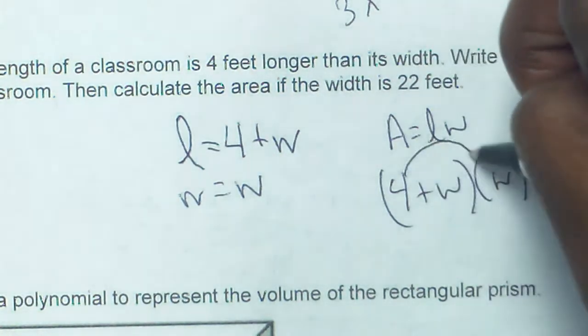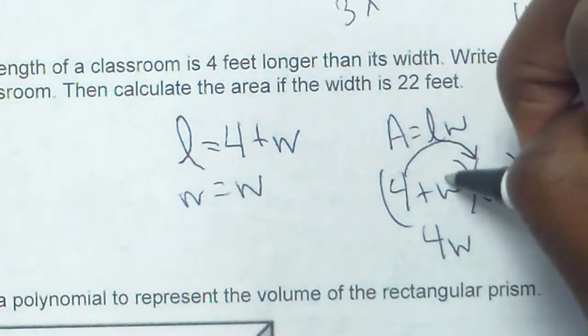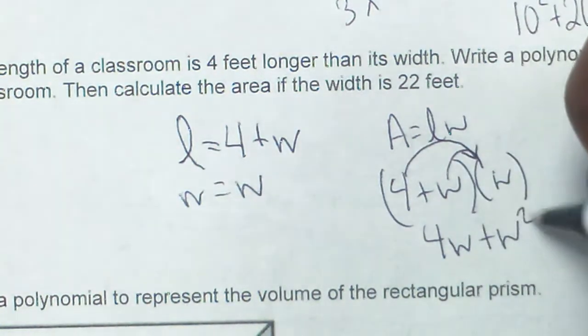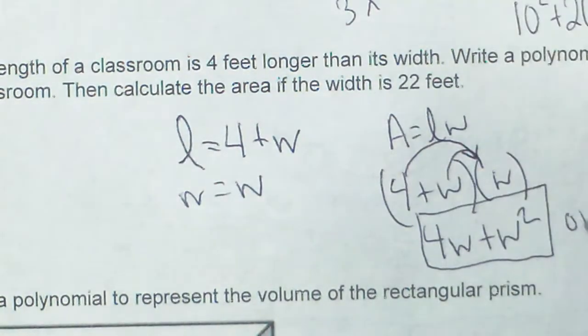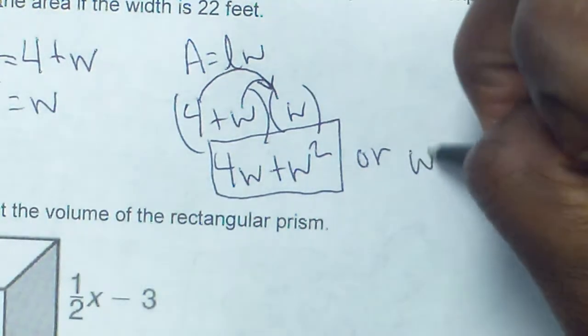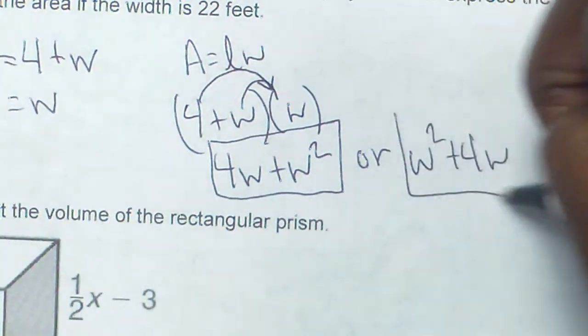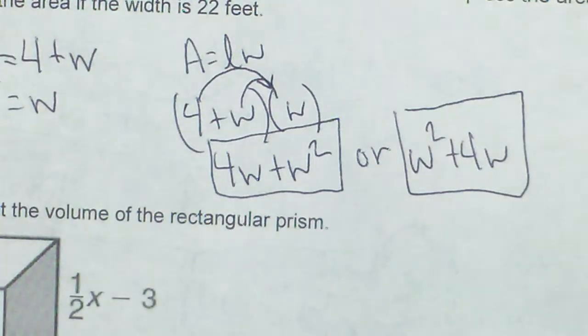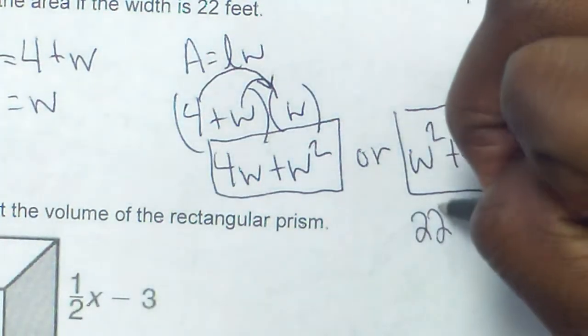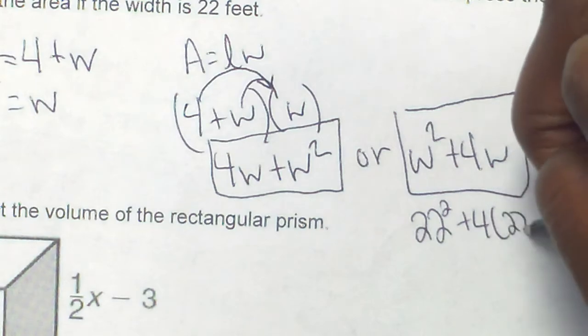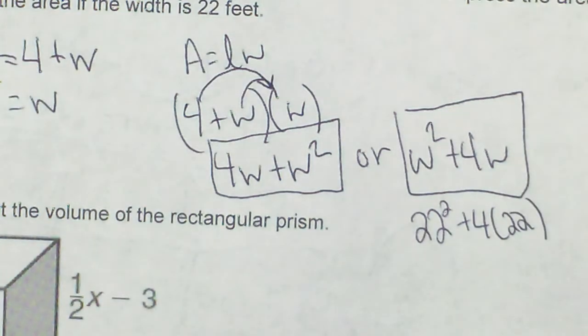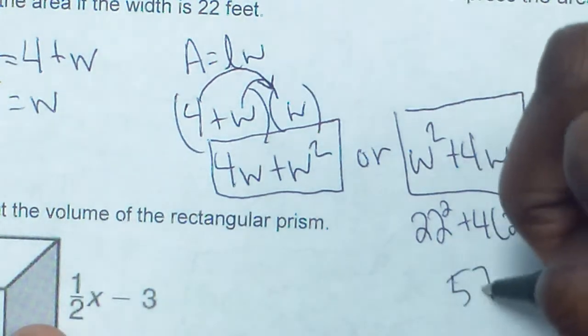To find area, we're going to distribute. That's going to give us 4W, and then W times W is going to give us W squared. And that's the answer. Or if we write it properly, it'll be W squared plus 4W. Then it says calculate it if W is 22, so we plug it in. 22 squared plus 4 times 22. And that's going to be, hold on, calculating it. You should have got 572.